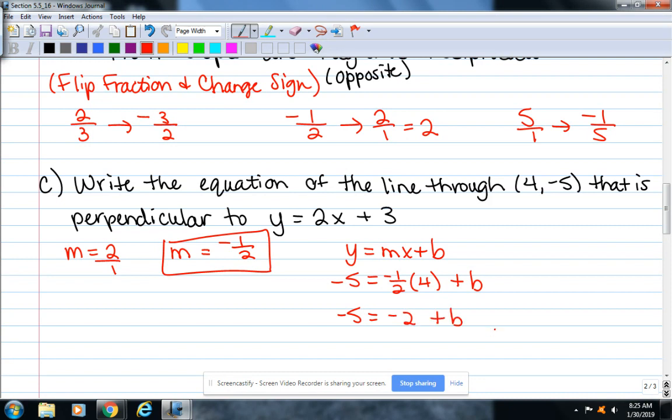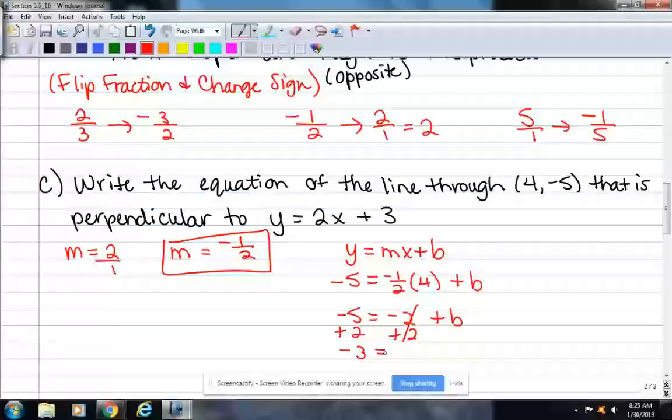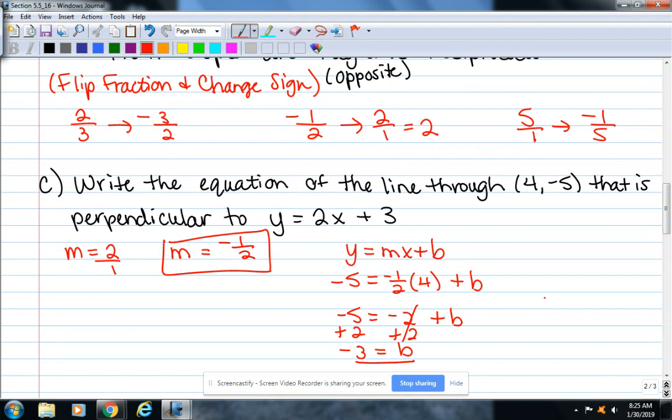Then what do I do? Add 2 everywhere. -5 plus 2 is what? -3 equals b. So my equation of my perpendicular line is what? y = -1/2x - 3. And then when you finish, double check and make sure that your slopes are opposite reciprocals.